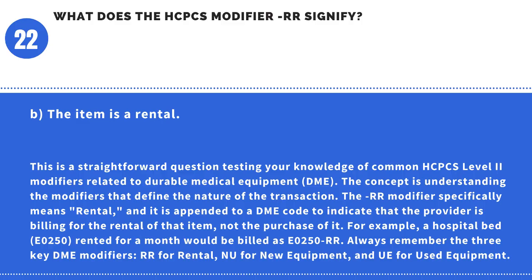For example, a hospital bed, E0250, rented for a month would be billed as E0250RR. Always remember the three key DME modifiers: RR for rental, NU for new equipment, and UE for used equipment.